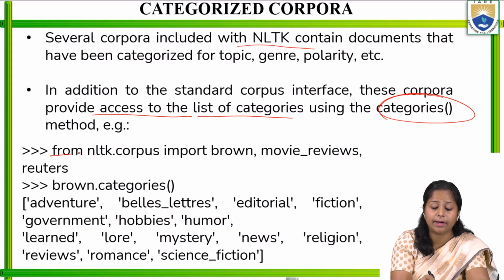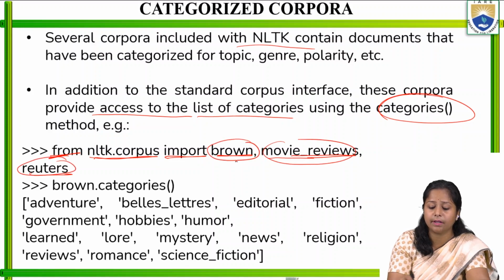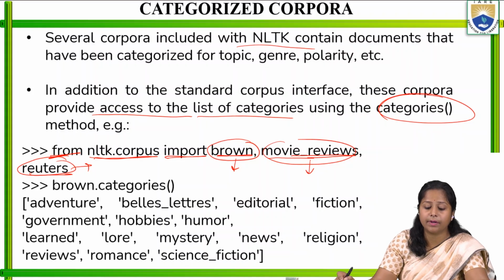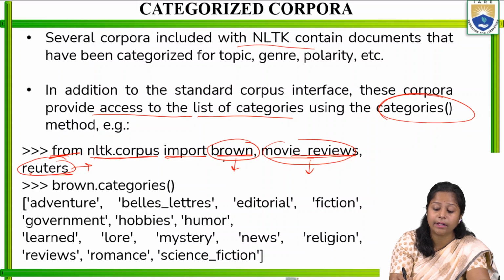So how to call those? In the command prompt, I will write: from nltk.corpus import brown, movie_reviews, reuters. So these three corpora are there: this is the brown corpus, this is the movie reviews corpus, and this is the reuters corpus. If I need to call them together in one place, I will write like this. In the very next line, I need to call the categories. If I like to call all the brown corpus categories, I will write brown.categories function.